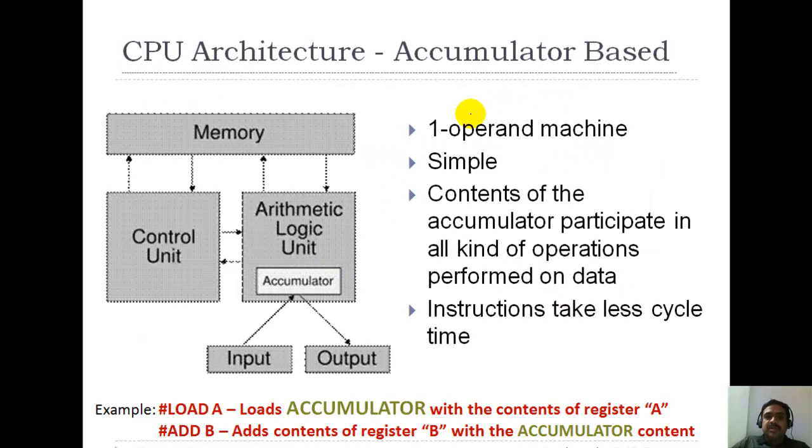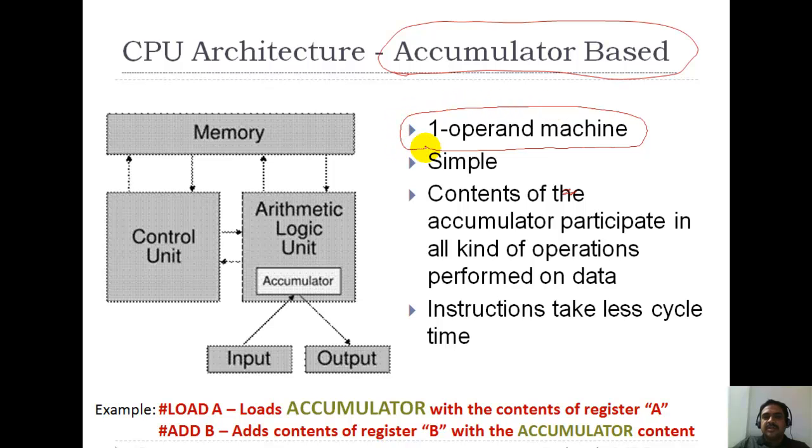Now, I've already spoken about this in class. CPU architecture can be classified into two types. One is accumulator based, where I already told you the accumulator should be one of the operands in any mathematical or logical operation. These are some of the characteristics of this accumulator based architecture. As I told you, accumulator based machines, processors or controllers are also called one operand machines. Why are they called one operand machines? Because the accumulator is already part of the instruction as one of the operands.